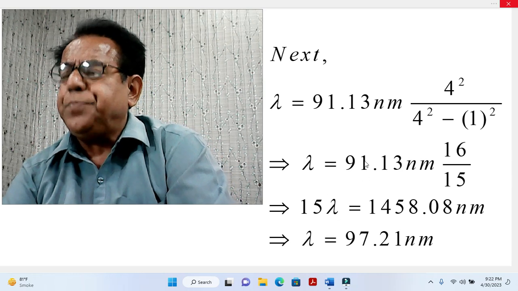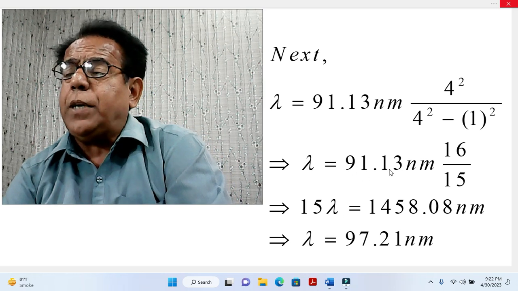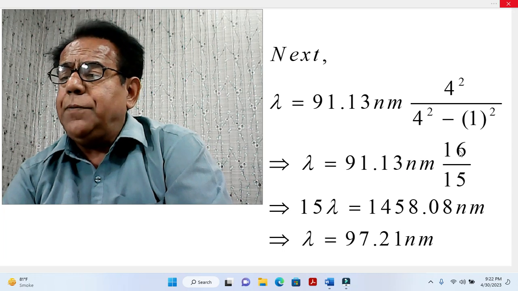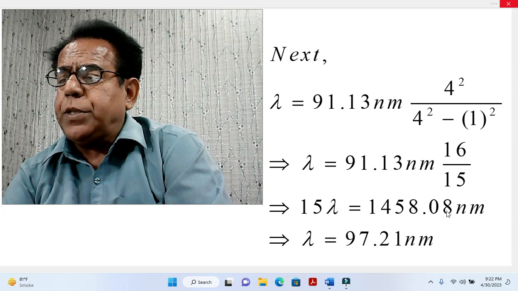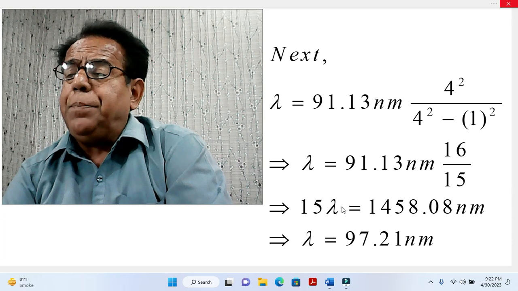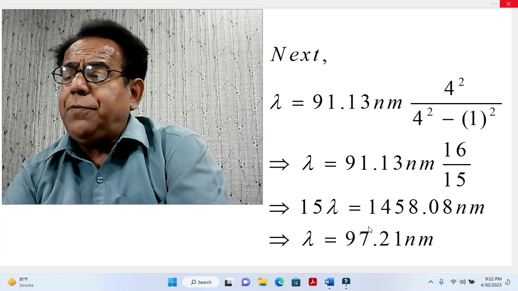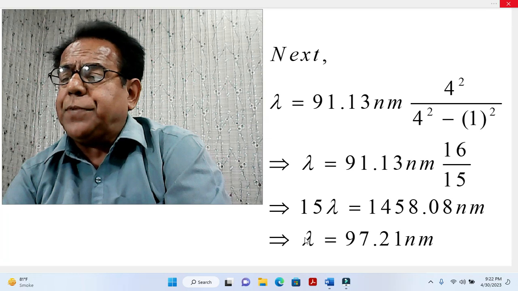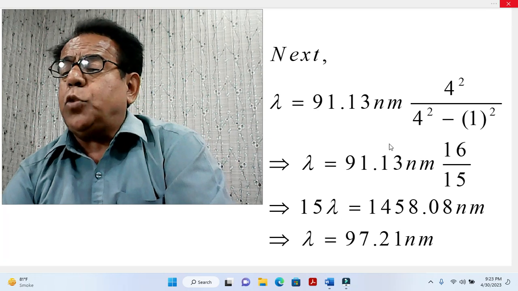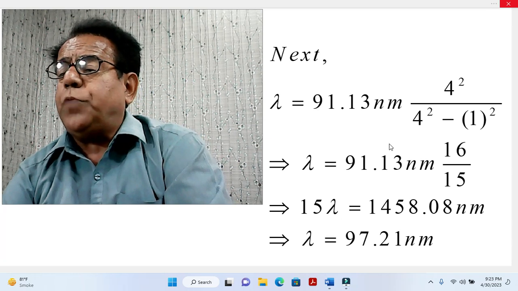equal to this, that is 91.13, when multiplied with 16 will become equal to this. So when 15 lambda is equal to this, then 1 lambda will be equal to this divided by 15, and hence lambda becomes equal to 97.21 nanometer.